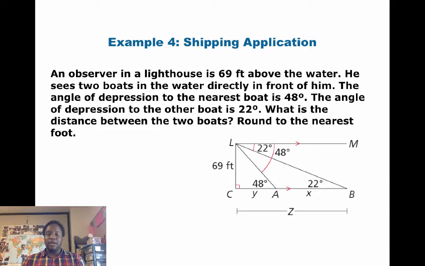And the drawing would look something like this, where we have a boat at A with an angle of depression of 48 degrees and a boat at B at an angle of depression of 22 degrees. And we want to figure out what is x, the distance between the two boats. So you might even want to draw a boat and a boat here and a little white house here. Okay?